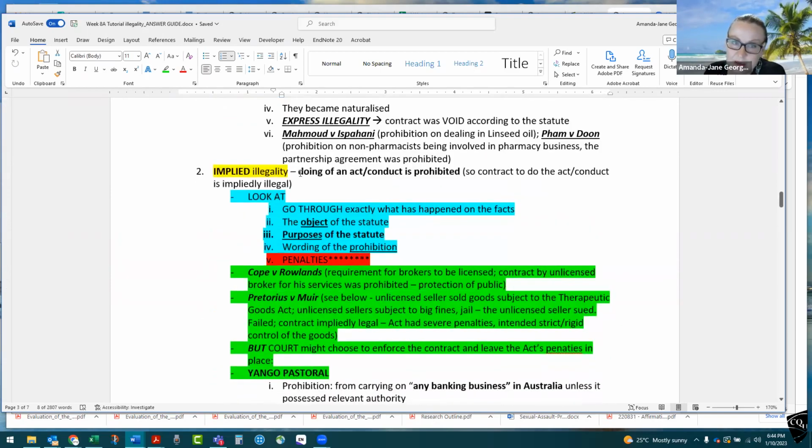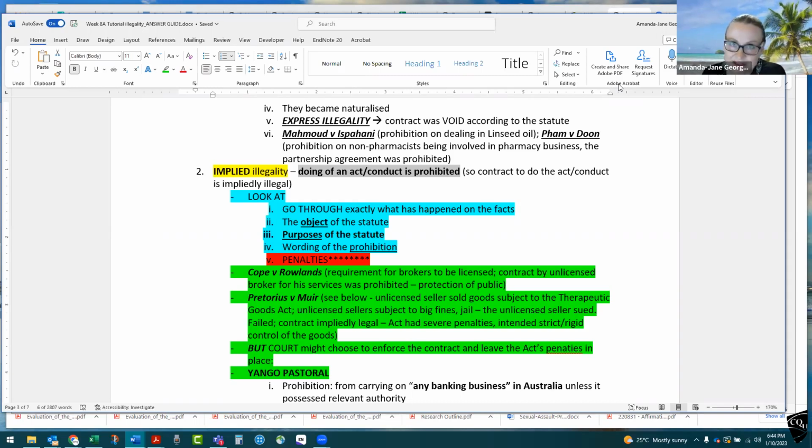With implied illegality, what you'll normally have is not that level of crystal clarity. And you will have an act saying it's prohibited to do X. And then the question becomes, is a contract to do X illegal? Okay, so the act prohibits the conduct, but it doesn't say anything about contracts that involve that conduct.